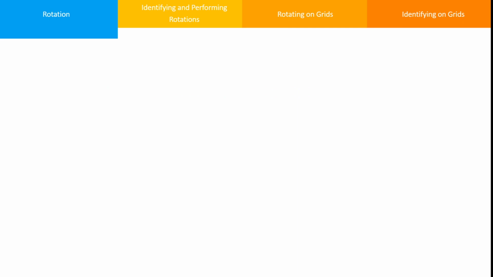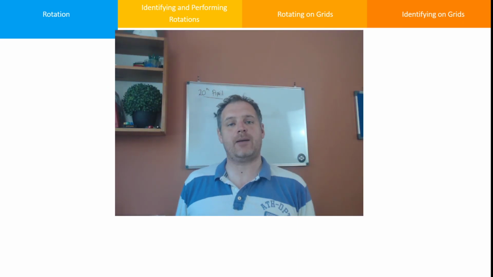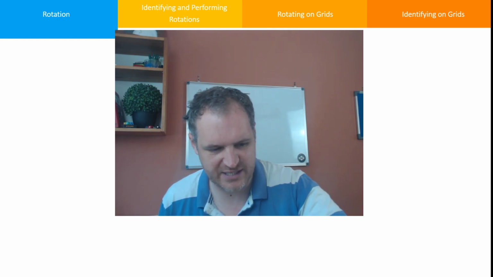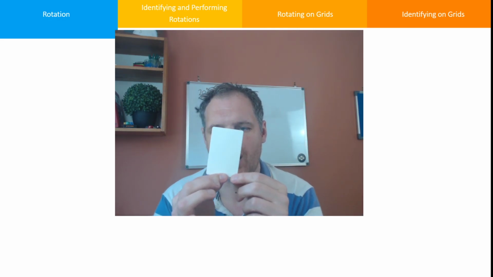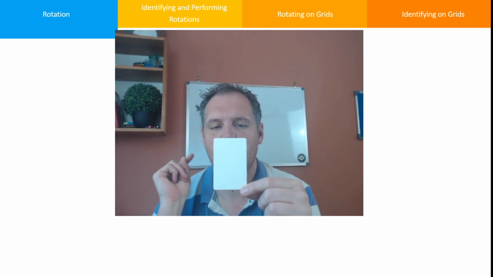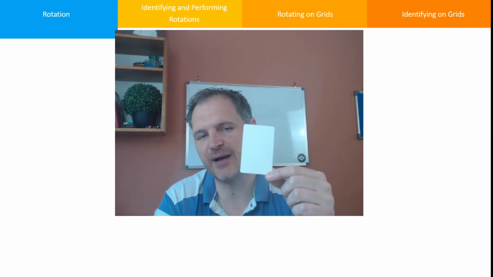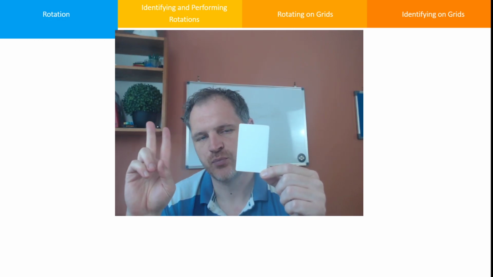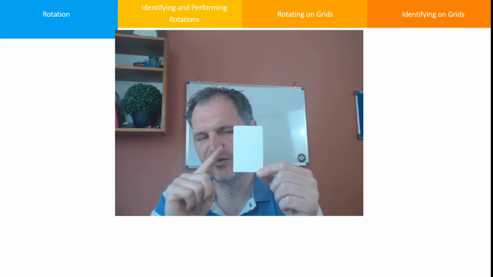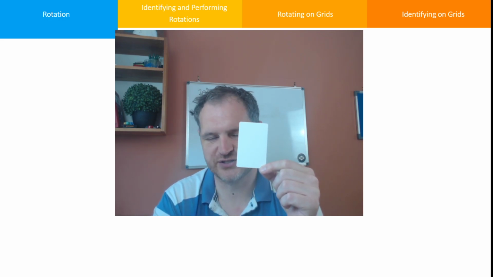So here's me, and we're going to first of all talk about rotations. Now, in order to rotate something, and here is a card I'd like to rotate, I need to give it some instructions. If I say rotate, nothing happens. 2 reasons. 1, I need more information than that, and 2, the card doesn't respond to my voice activations.